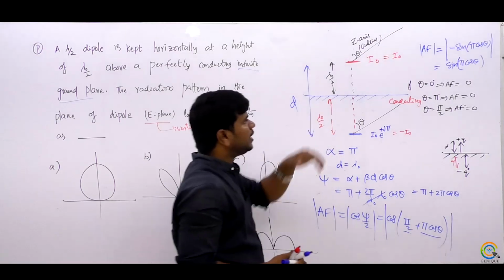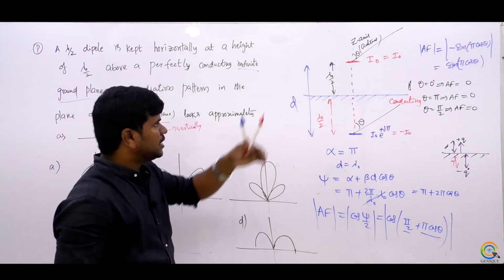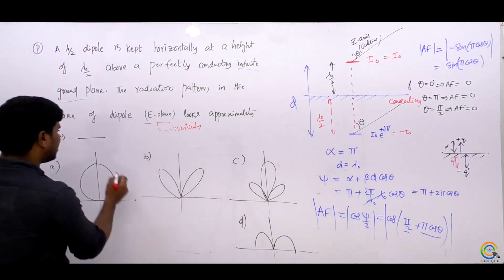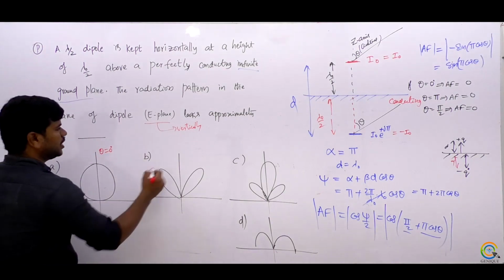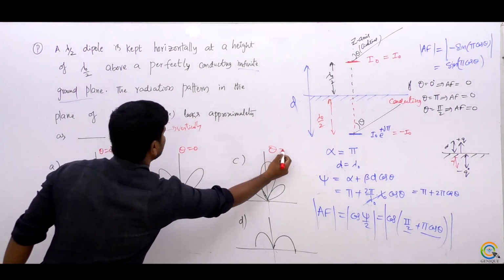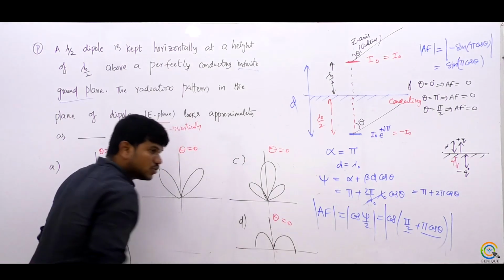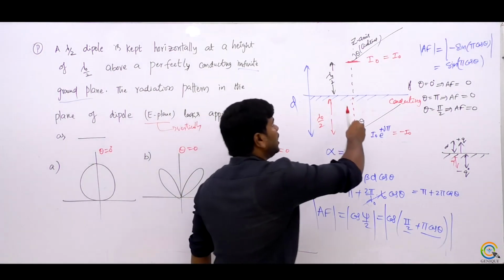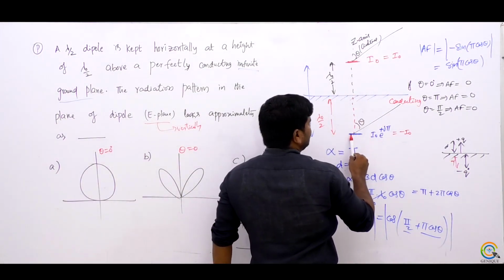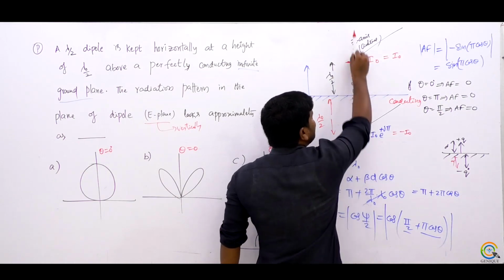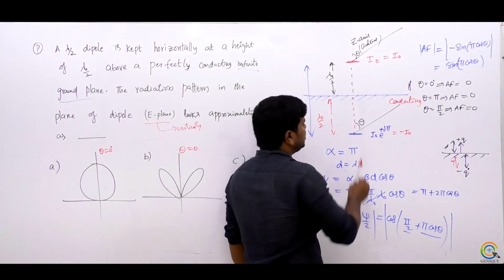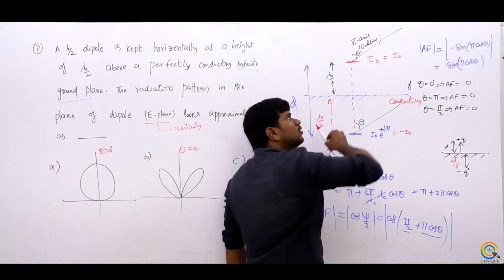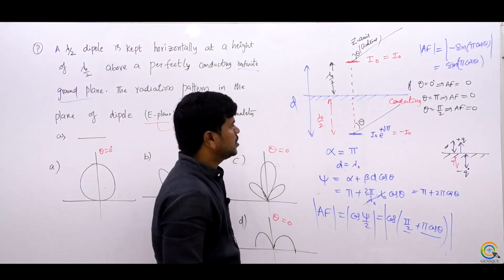If you observe clearly, if theta equals 0, AF is 0. This is theta equals 0 representing. So you have to notice theta. What is theta? Theta is always measured from the antenna axis. This is called the antenna axis. It is always measured from the antenna axis to the field point. So now this is the theta.